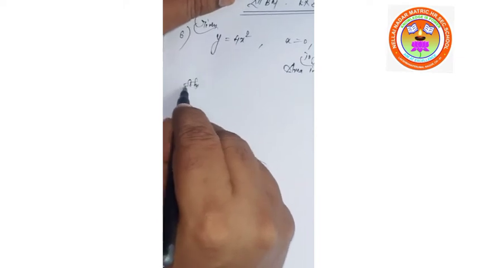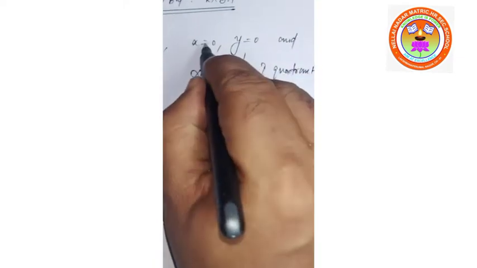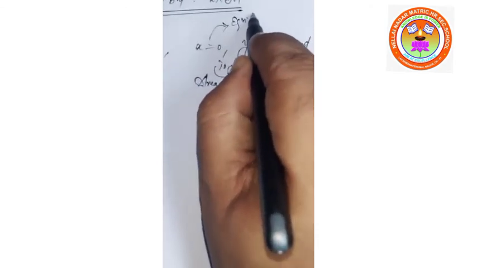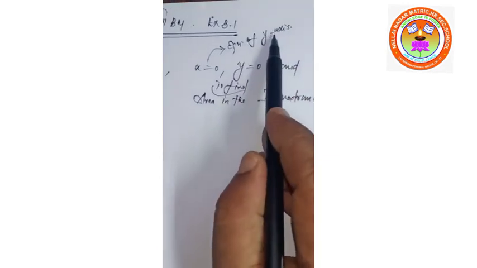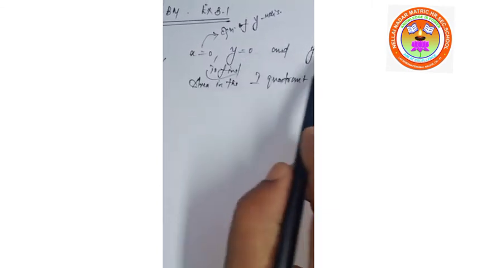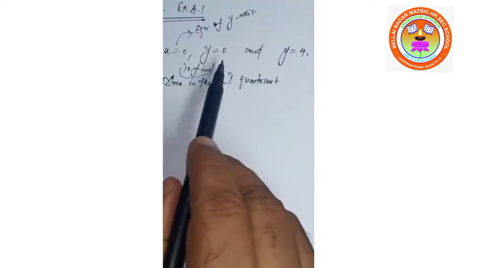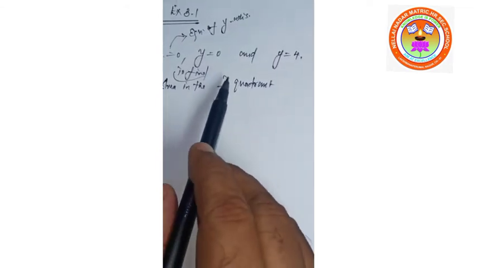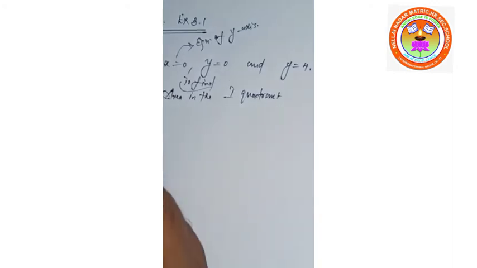Now, y equals 4x squared. X equal to 0 is the equation of the y axis. You know very well, the equation of y axis is x equal to 0. Apart from that, you are given y limits. Since you are given y limits, definitely we have to apply the formula integral x dy.